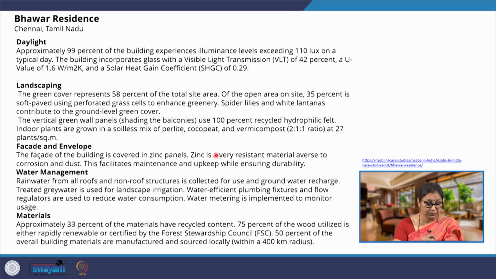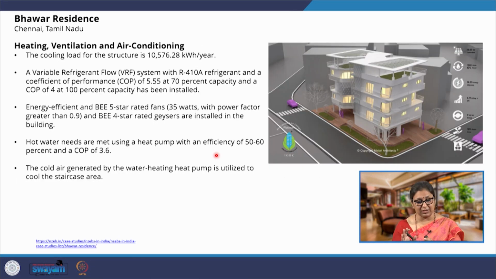Now, this is going in scope 3. Together, if we put the use of zinc panels and the 33% recycled material, we will still get very high scope 3. So, from the point of view of scope 3, it might not be the best case study, but if you look at scope 1 and 2, the strategies will remain the same.